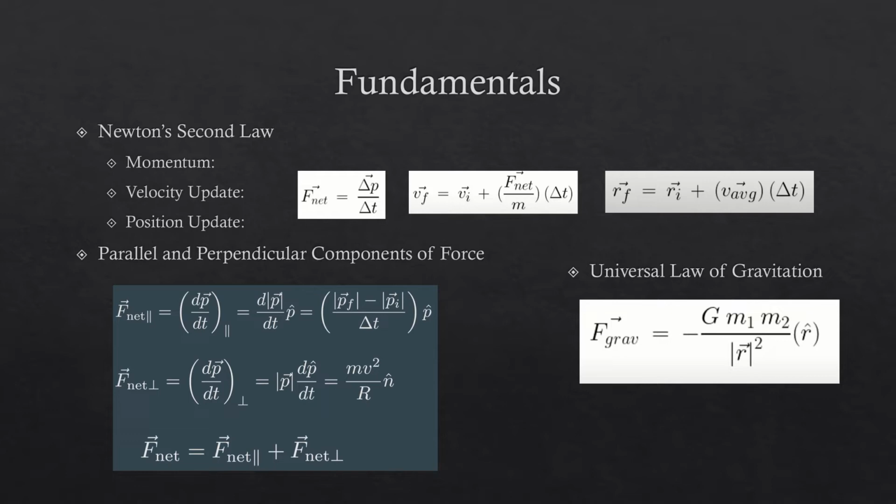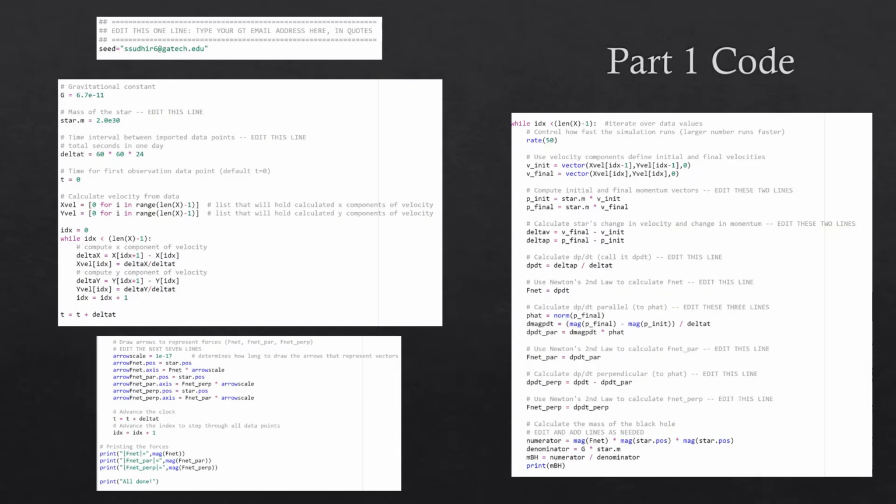And then finally we have the universal law of gravitation equation. This is used in both parts of the lab: in the first part specifically for calculating the mass of the black hole, and in the second part to find the net force between all the bodies to do position and velocity update.